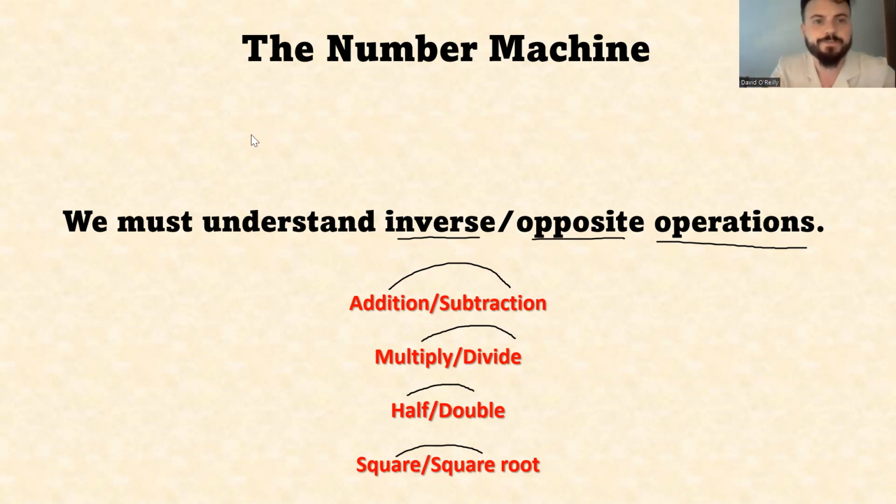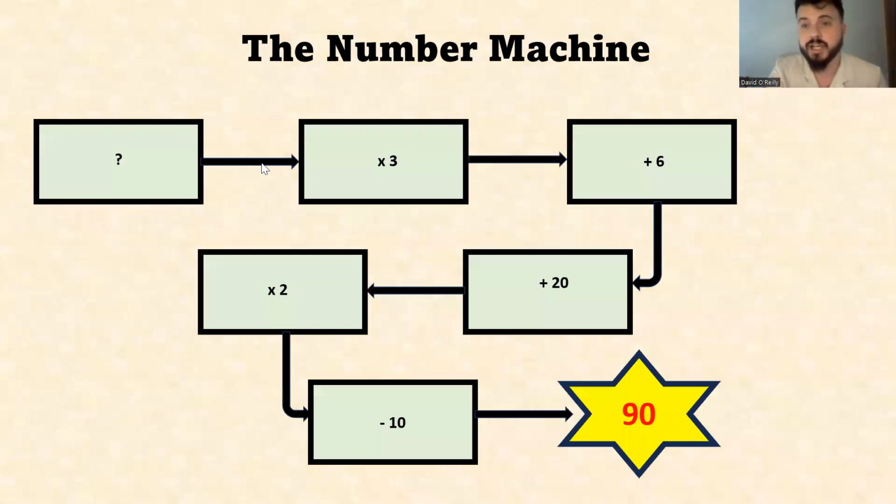So on the screen, we have a number machine, and the way it works is a mystery number is entered into the machine here. And then it goes through all of these processes, all of these operations are happening to the number. And then it comes out and we've got a brand new number. And in this case, we've got the number 90. Okay, so mystery number, we multiply it by 3, we add 6, we add 20, we multiply it by 2, we subtract 10. Our answer, our new number out of the machine is 90. So we need to figure out, well, what number did we put into the machine for that to happen?